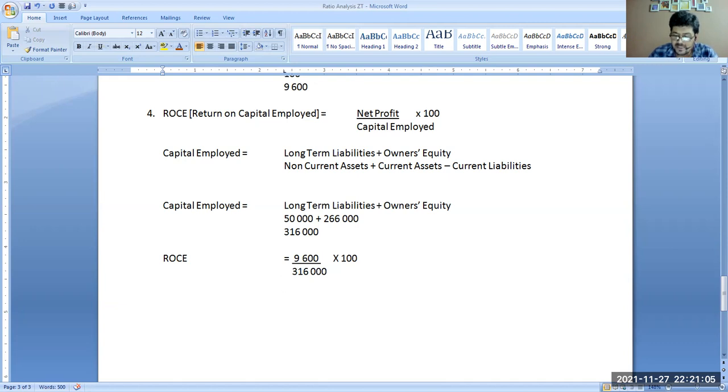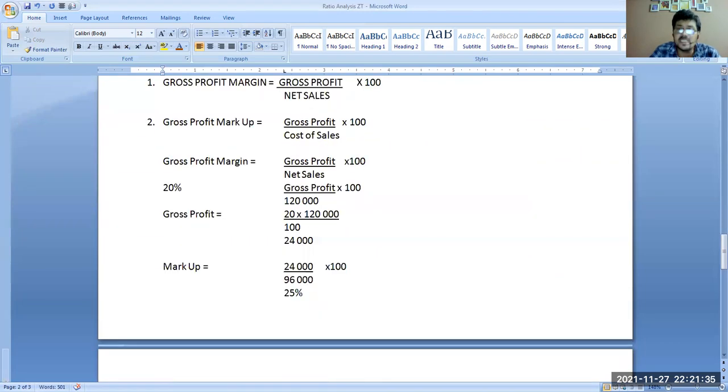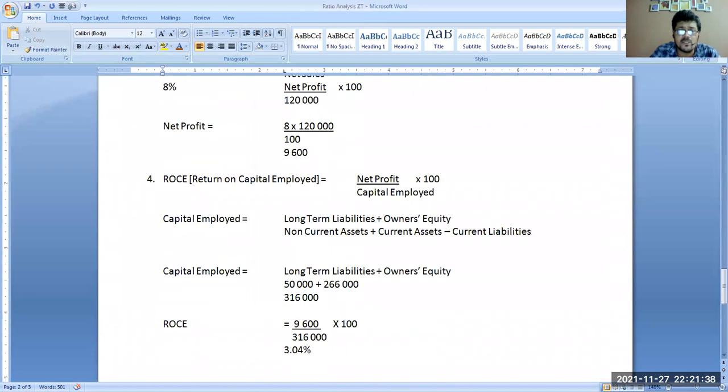The answer is 9,600 divided by 316,000, 3.03%. Or 3.037, or you can make it 3.04%. This is your return on capital employed. Yes, it is low in this question. Okay. Now move on. These profitability ratios up till now, all the ratios are in O-levels and A-levels, both.